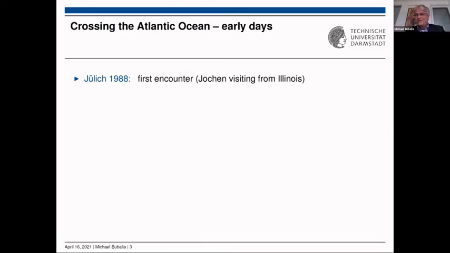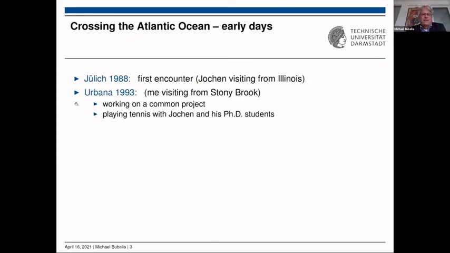Then 2 years later, in 1990, Jochen became what Jerry Brown called a W7 professor. He became a full professor in Illinois, and at the same time associate professor in Bonn. At that time, of course, we met more frequently in Jülich. Then in 1993, we met on the other side of the Atlantic. Namely, I was a postdoc in Stony Brook. Right at the beginning, I was sent by Jerry Brown together with his student to Urbana to talk to Jochen and to work on a common project.